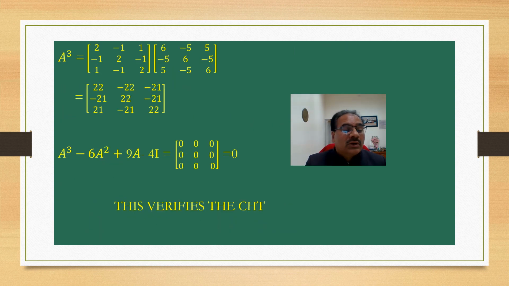This is the most important part. Now A cube: again you will multiply, and you will get in the first column 22 minus 21 21, second column minus 22 22 minus 21, third column minus 21 minus 21 and 22. In this way you can rearrange again. This gives A cube minus 6A square plus 9A minus 4I, and adding and subtracting all the matrices, you will get the zero matrix. You have to verify this.